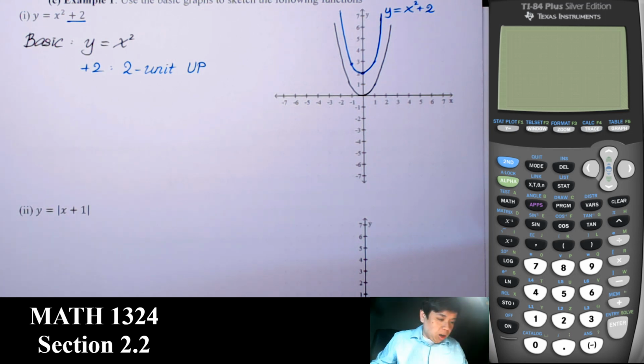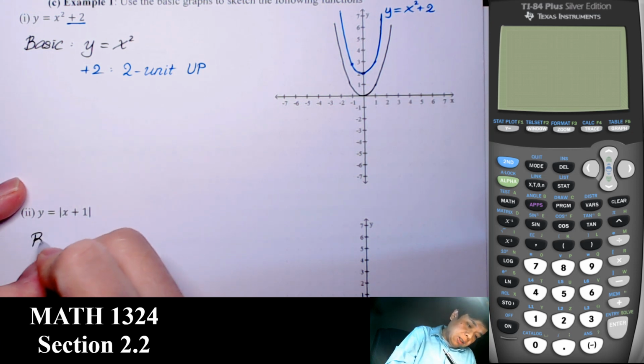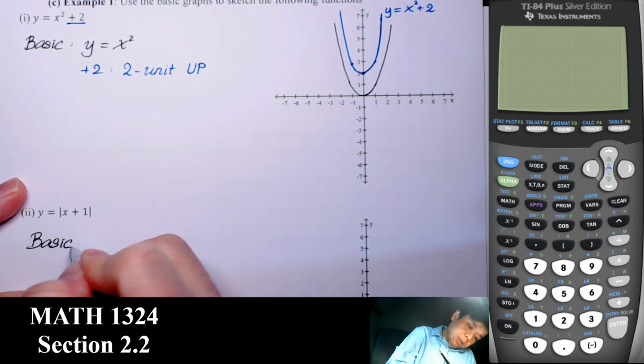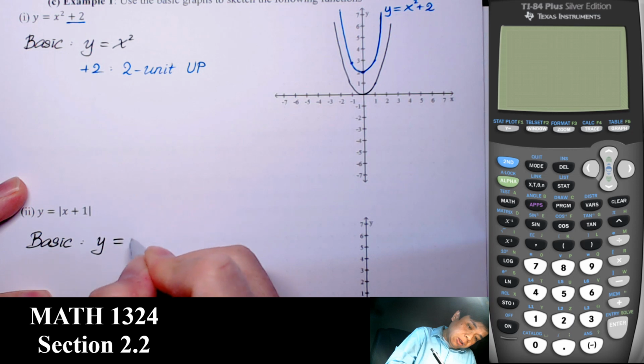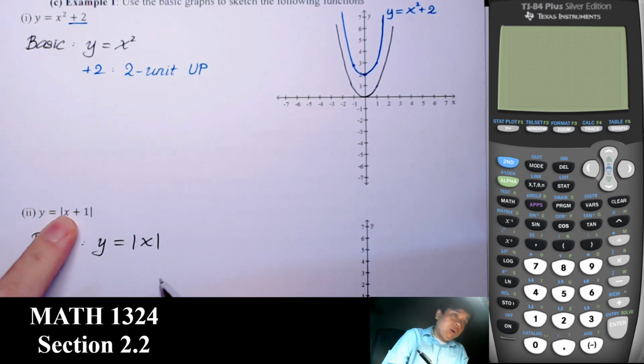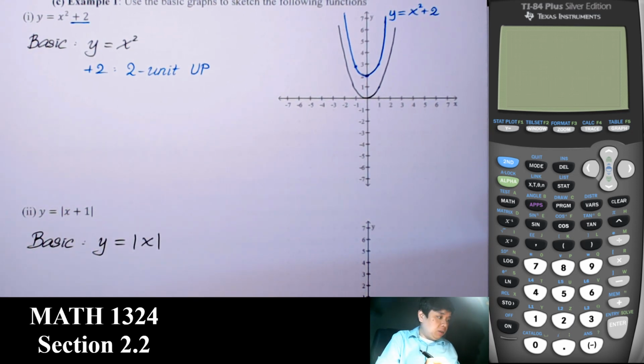Next, we have to write down what the basic graph is. The basic here is the absolute value of x. What we do is we add 1 inside.